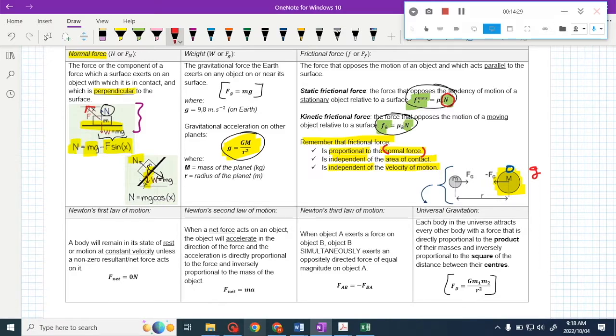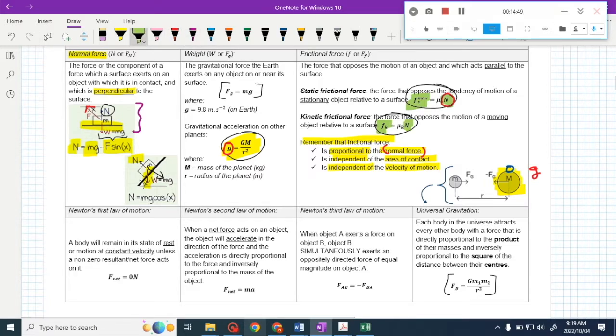9.8 meters per second squared. Don't forget your square. Now on Mars, since the planet is bigger, I think it is, or is it smaller? Smaller, since the planet is smaller, right? We know that the gravitational acceleration is going to be different. And because of that, we can go and calculate the gravitational acceleration.